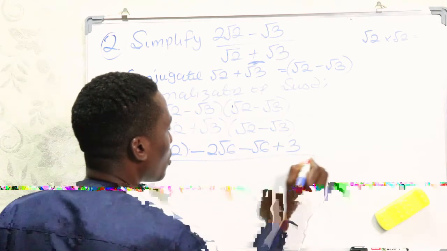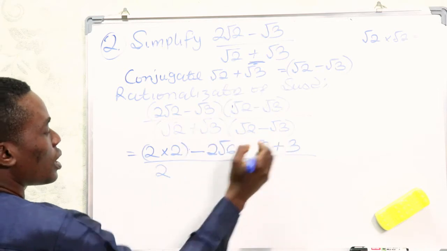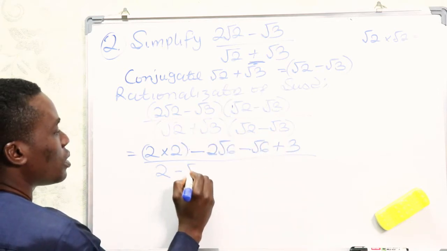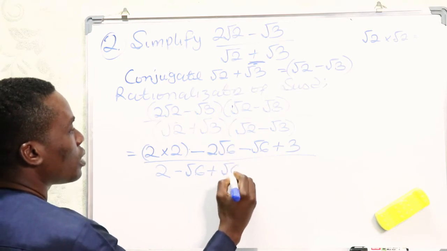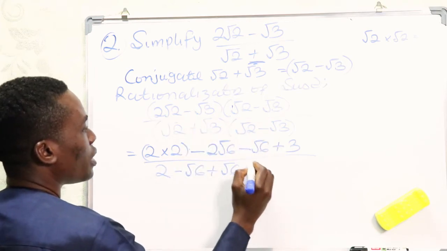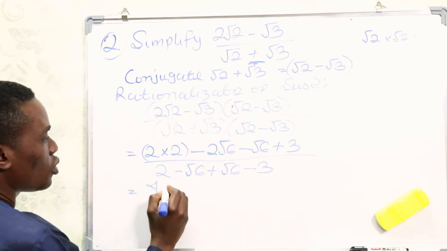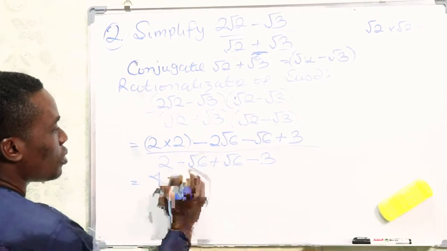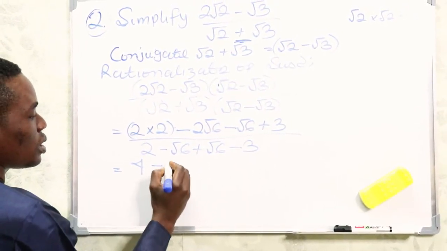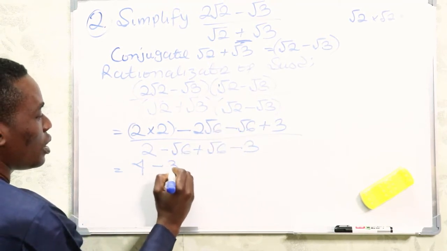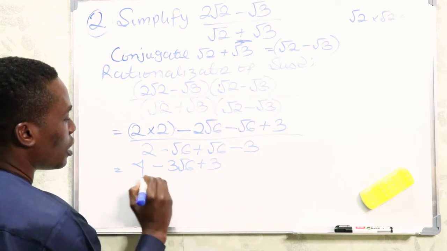Good. Now let's cross it down. This times this will give us a 4. This times this will give us minus √6 (the √6 terms cancel). Plus this times this will give us plus √6. And this times this will give us a minus 3. So this will be equal to 4 in brackets, minus 2√6 minus √6, that will give us 3√6, plus 3.